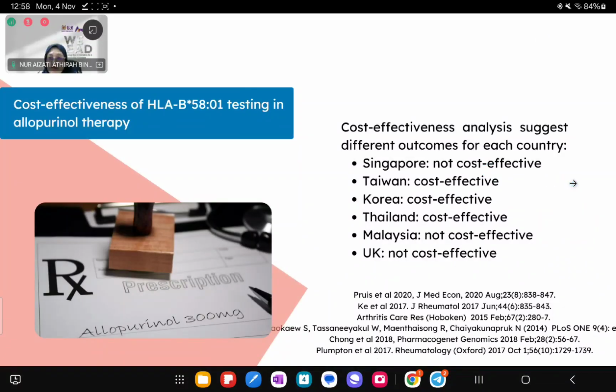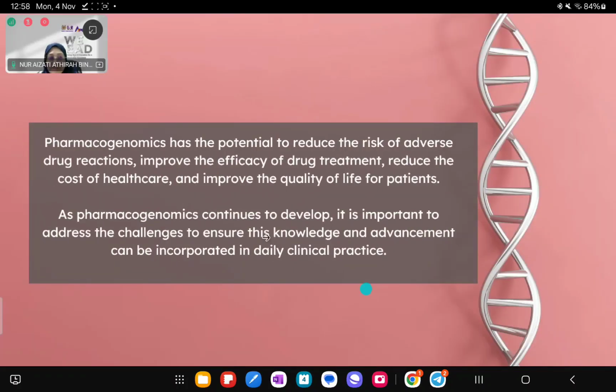Okay, this is about the cost effectiveness. I think you can read this. Final one. Pharmacogenomics has the potential to reduce the risk of ADR, improve the efficacy, reduce the cost of healthcare and improve quality of life. Okay. As pharmacogenomics continues to develop, it is important to address the challenges, ensure its knowledge and advancement, and be incorporated in daily clinical practice. So actually Malaysia has a long way to go.